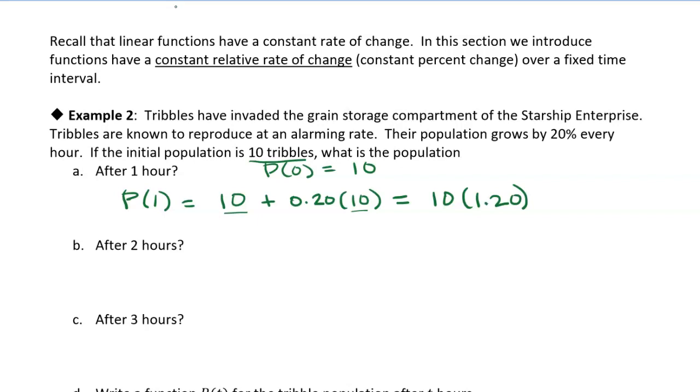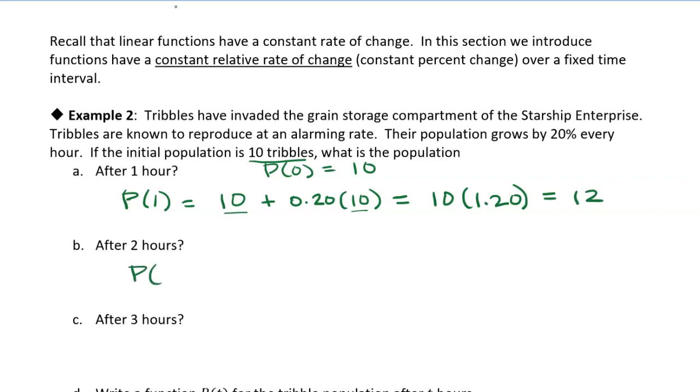All right, so the quick way to add 20% to a function is just to multiply it by 1 plus the percent increase, okay? Because you're taking 100% of it and then adding 20% more. So either way, you're going to get 12 tribbles after the first hour.